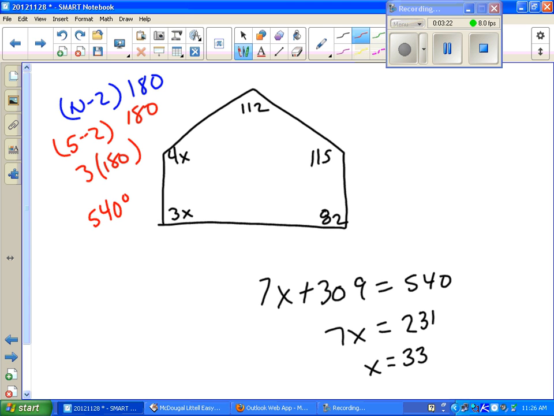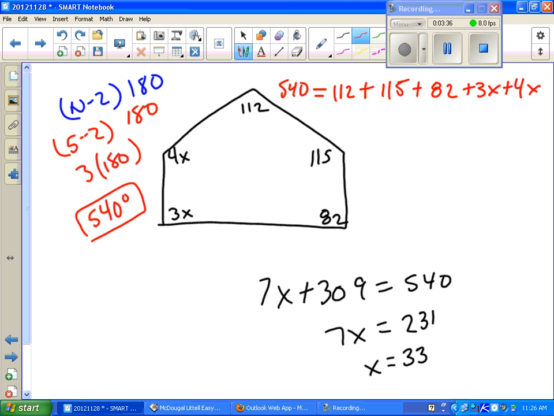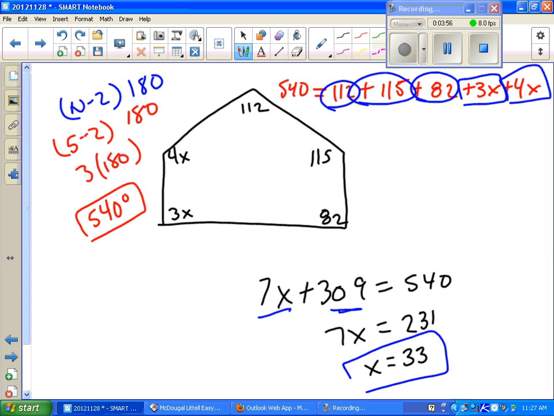So when you set it up, you're going to set it up as all these angles: 112 plus 115 plus 82 plus 3x plus 4x, and all that together equals the total 540. Put your like terms together: 112, 115, and 82 give you 309, and 3x and 4x give you 7x. So you got 7x plus 309 equals 540. Subtract 309 on both sides, and you get 7x equals 231. Then divide by 7, and you get x equals 33.